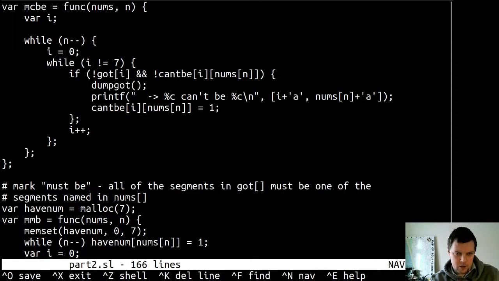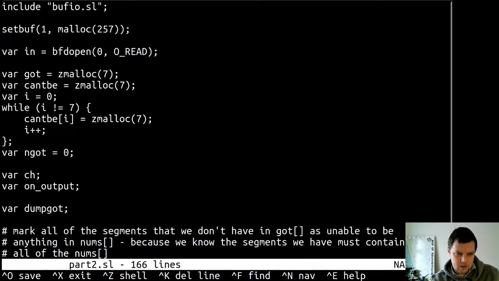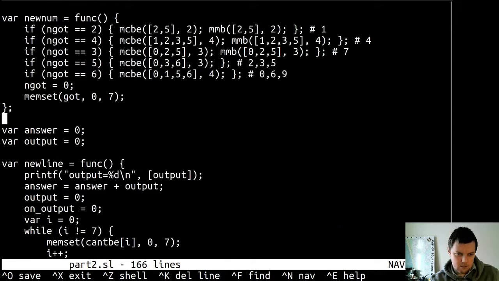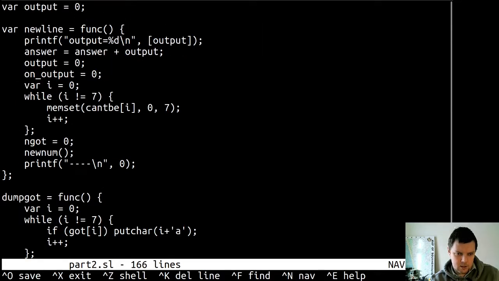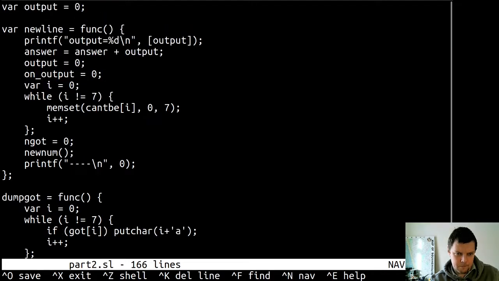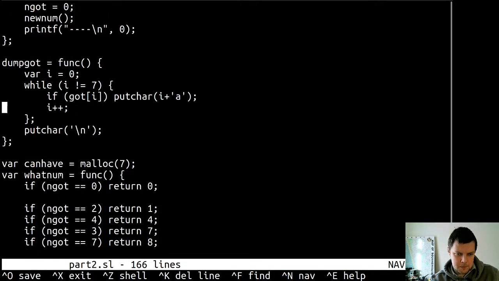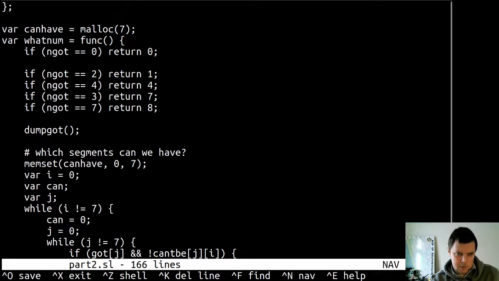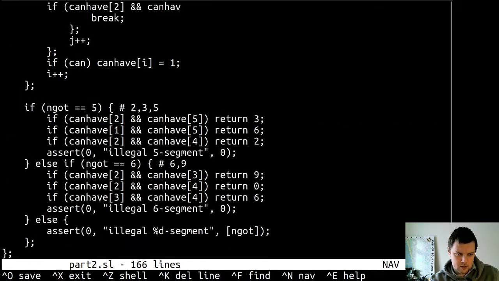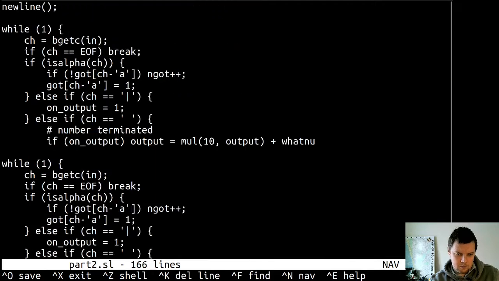Do got and can't be get reset? When does can't be get reset? That should get reset on new line, which it does. And got gets reset in new num. And can have always gets reset before we use it. That's a tricky one.